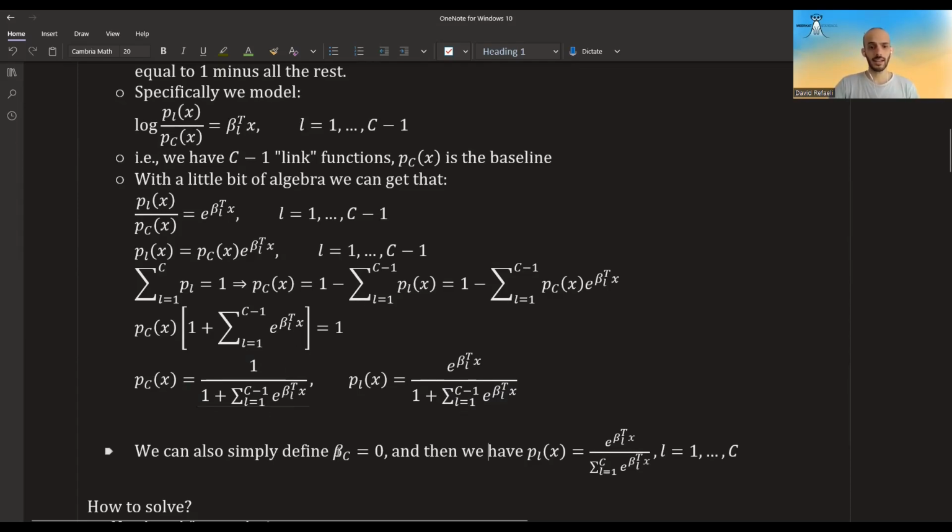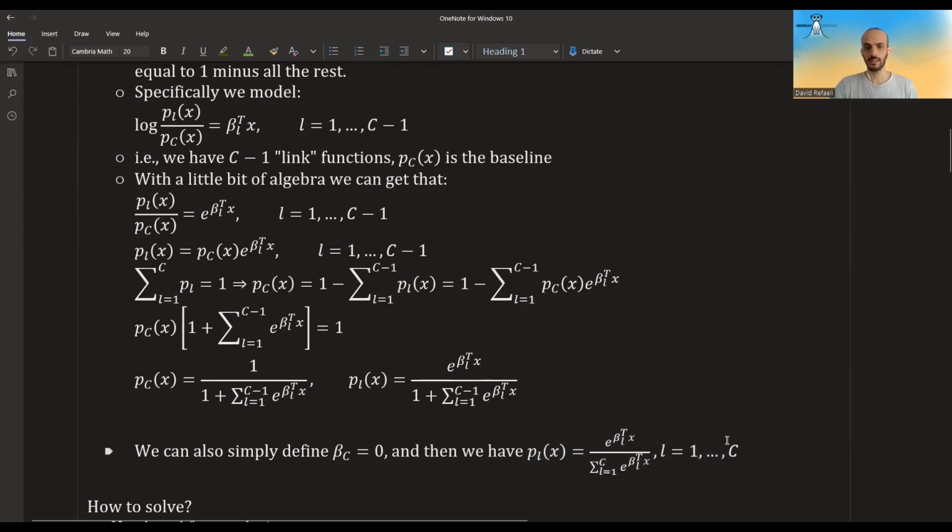But we can also define the betas for the last class to be a vector of zeros, right? Because e to the power of zeros times x is e to the power of 0, which is 1. So we will get 1 here and 1 here. And then we can just model everything. So P_L(x) is e to the power of this linear term divided by the sum of e to the power of these linear terms, going over all the indices, for all groups. So including group C, and in group C, we will get 1 here and also 1 for the last group here. And so we will recreate this thing.